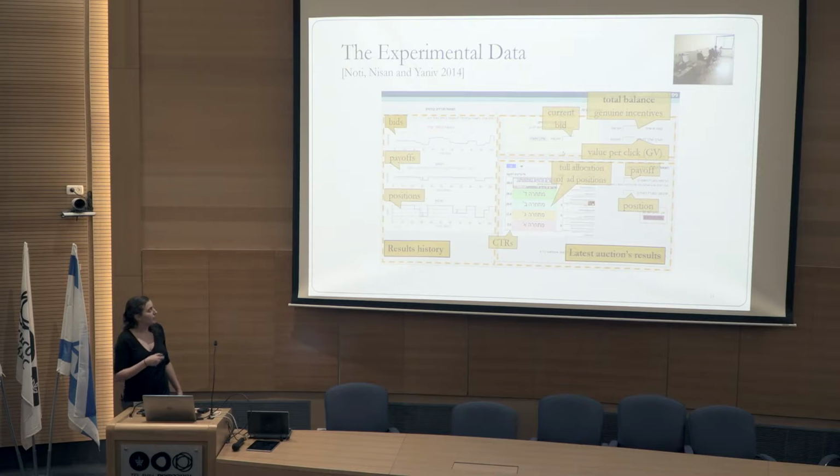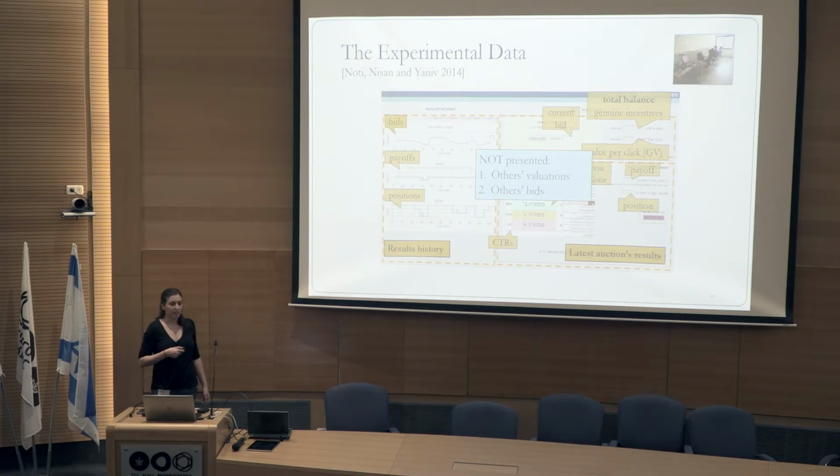And here there were just 3 graphs showing the bids, the payoffs, and the positions over time, what the player got until now. And also notice the players did not know the values of the other players or the bids the others made. And like in the real auctions, they could maybe learn about them from the allocation results.